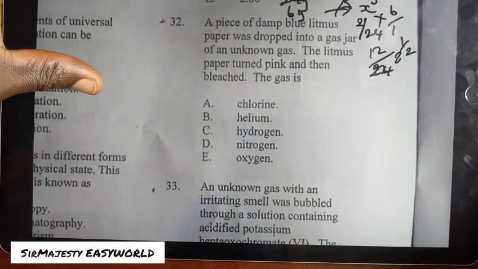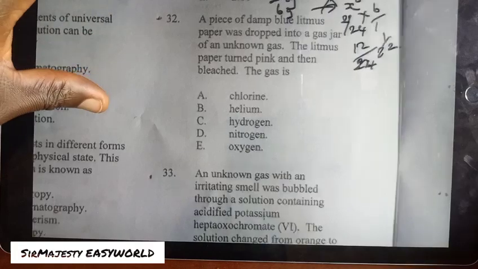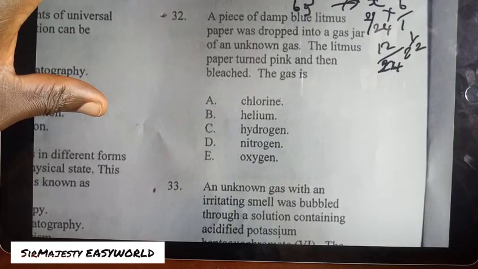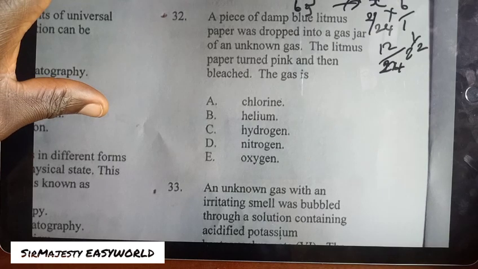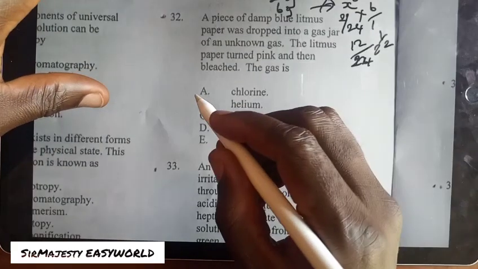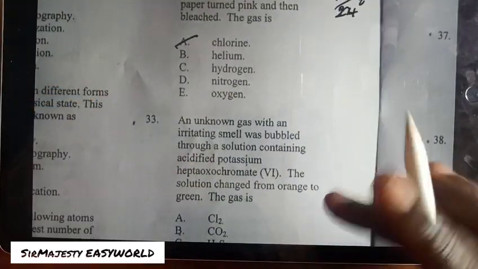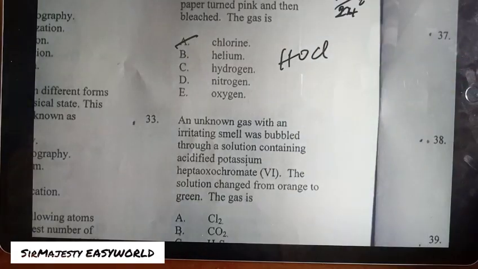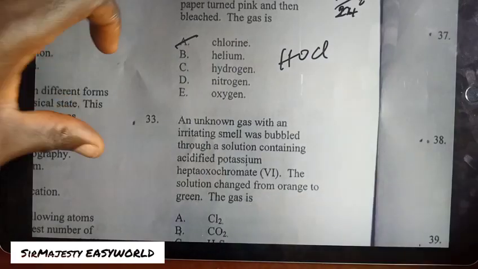Okay, so the next one: a piece of damp litmus paper was dropped into a gas jar of an unknown gas. The litmus paper turned pink and then bleached. Simple. Turning it pink shows that the gas is acidic. Turning it pink means that it's blue litmus already, and acids have that effect on blue litmus paper. Then bleaching it shows it is a bleaching agent, and that's chlorine gas. Chlorine gas, when dissolved in water, forms an acid known as HOCl, oxochlorate(I) acid, and this HOCl is a bleaching agent, thereby removing the color entirely.